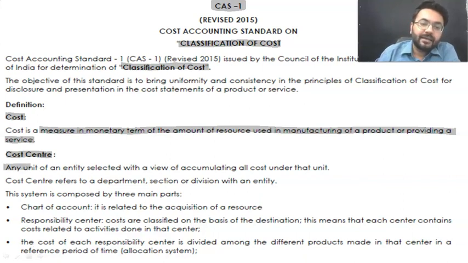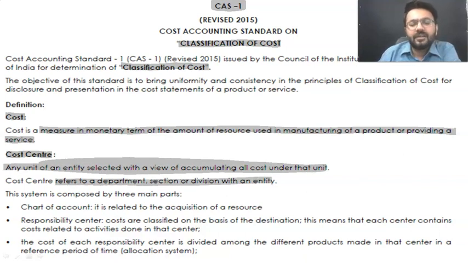A cost center is a unit of an entity selected with a view to accumulating all cost under that unit. It refers to a particular department, section, or division which works within the entity itself. Now, this cost center system is particularly separated by 3 points. The very first point is, whenever we are looking forward to manufacture something, we need resources.